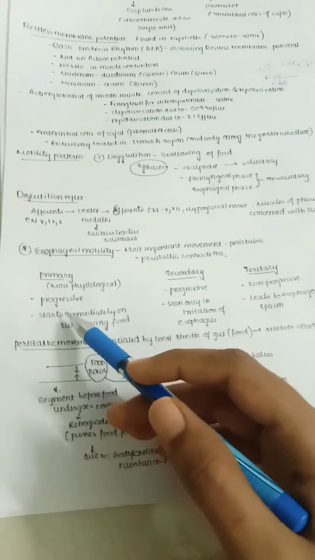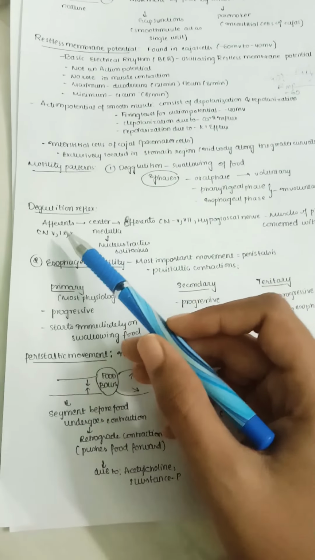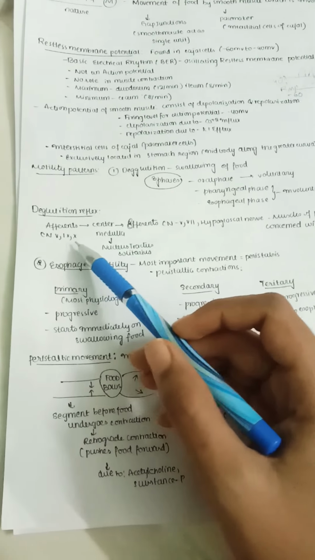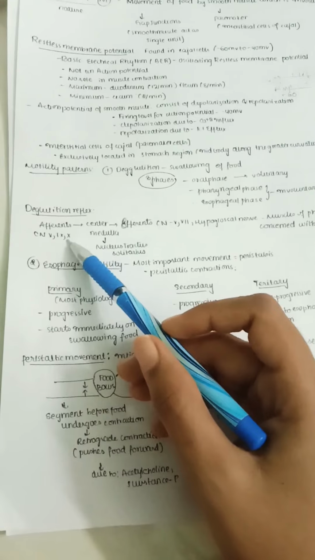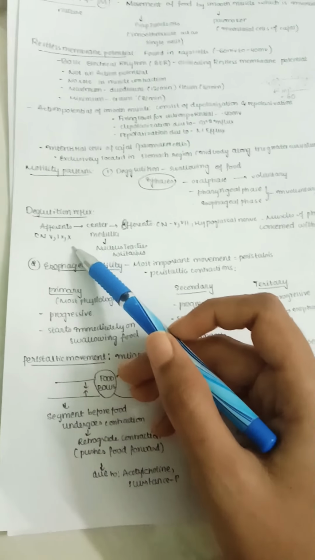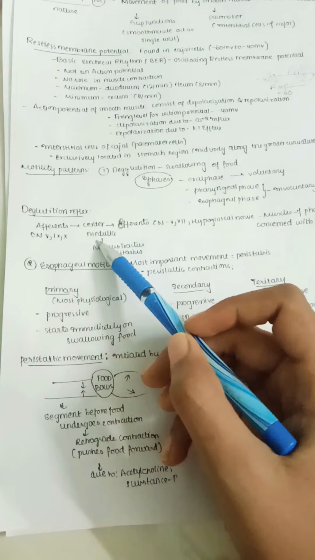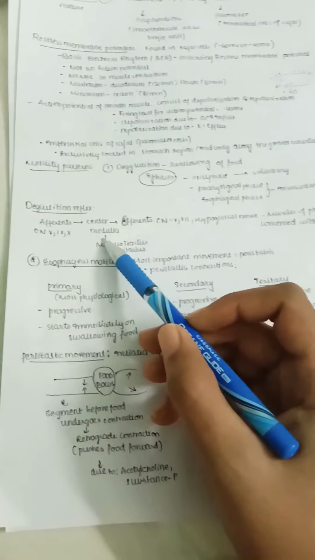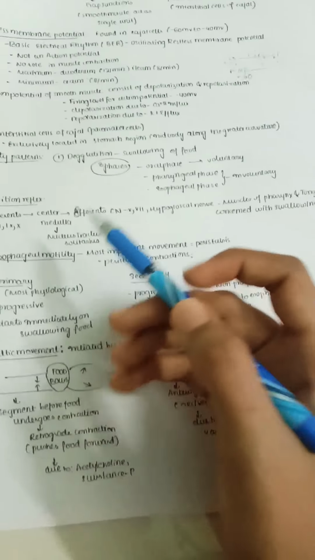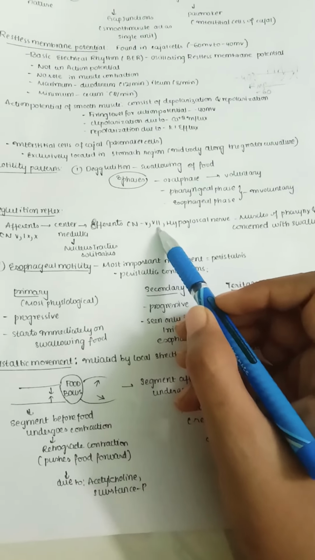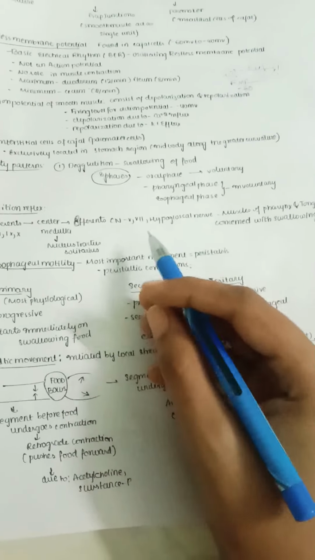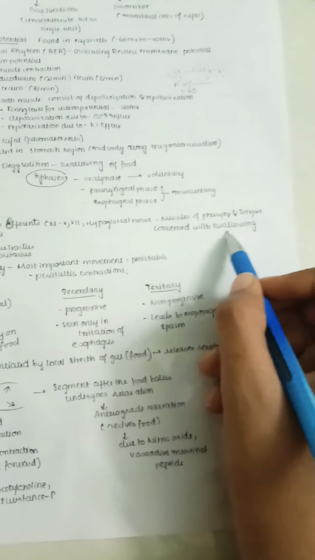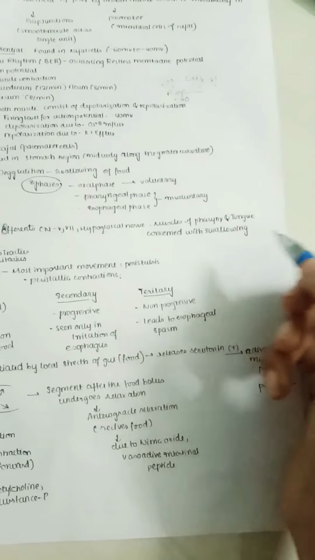So there is a reflex for deglutition. First, the afferents come from cranial nerve 5, trigeminal, 9, glossopharyngeal, and 10, vagus. These three nerves give the afferents to the central medulla, especially the nucleus tractus solitarius. From this nucleus, the efferents come. The efferents here are again the trigeminal, the facial and the hypoglossal nerve. These three go to the muscles of the pharynx and tongue, so they are concerned with swallowing. This is how the muscles of the pharynx and tongue are activated.